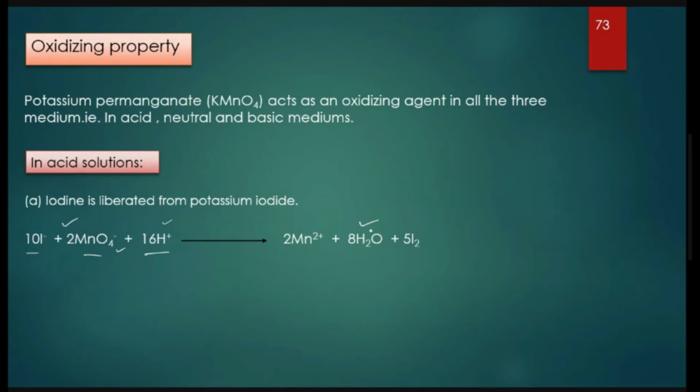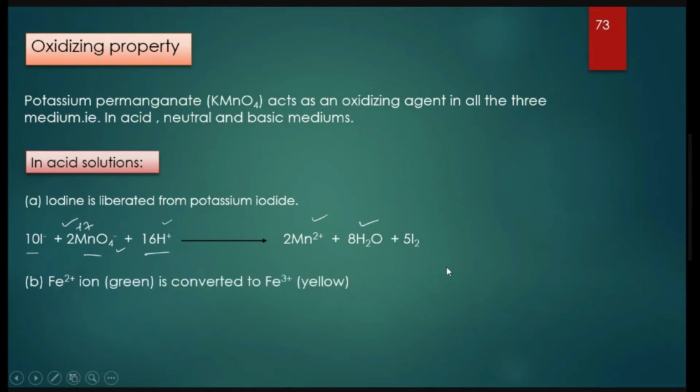forming 8 H2O. Then here 10 I minus is there, that means 10 iodide ions are there. They get oxidized into 5 I2. Here manganese gets reduced from plus 7 to plus 2. So this is the reaction where permanganate ion oxidizes iodide into iodine.